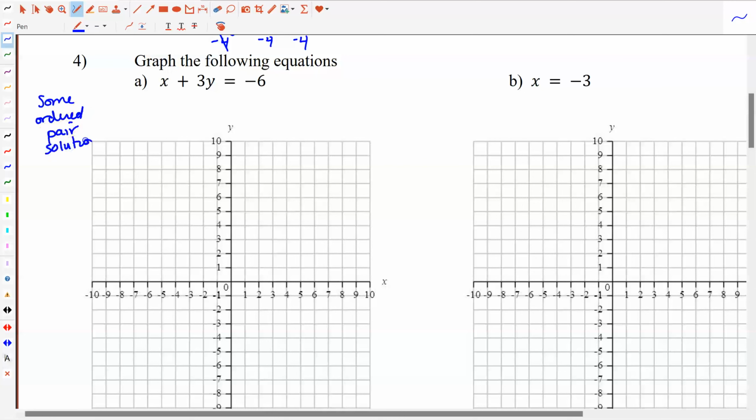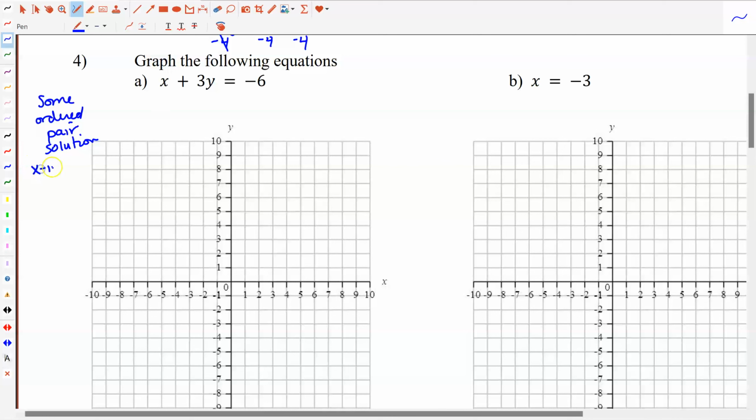So you typically would pick a value for one of the variables, you'd plug that value in, and then you find out what the corresponding other variable needs to be in order to make the equation true. Some special ordered pairs that we like to find on equations are the x-intercept and the y-intercept.